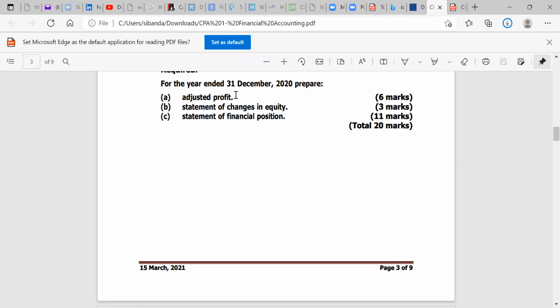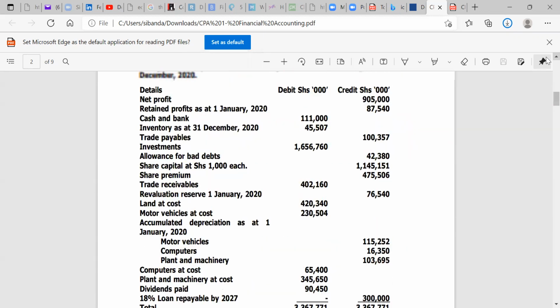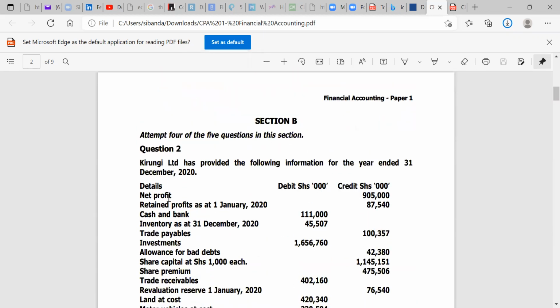The reason why they're asking for adjusted profit is that even in the question itself, they have already given you a net profit. So there's already a net profit being provided for you, which is basically the result of other transactions that have been used to get here. So this is one scenario.